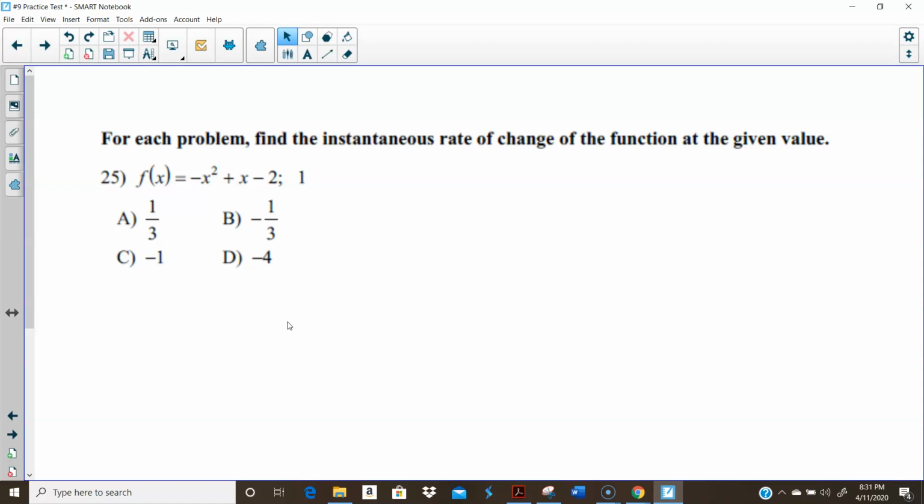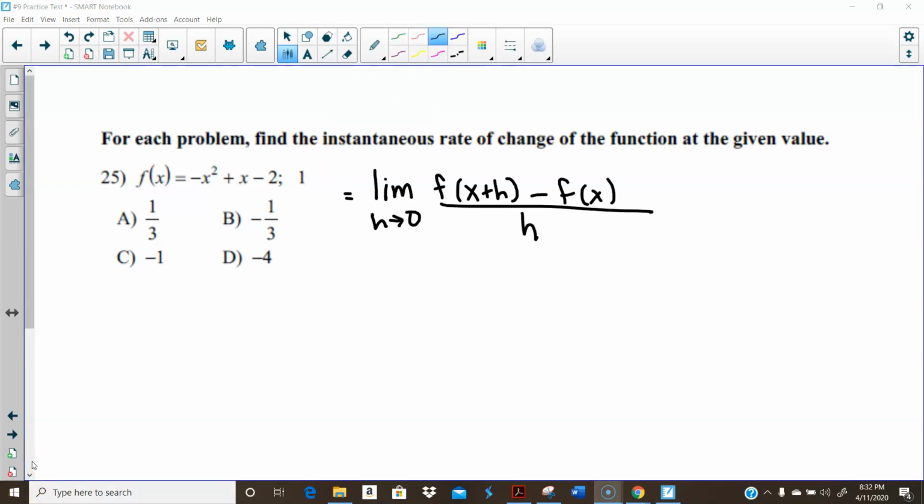25 says, find the instantaneous rate of change of the function at the given value, which is 1. I'm going to do this problem the long way, but if you remember the calculus trick from the video, then I encourage you to try this the quick way. So the long way is to take the definition of limit, which is the limit as h approaches 0 of f of x plus h minus f of x over h.